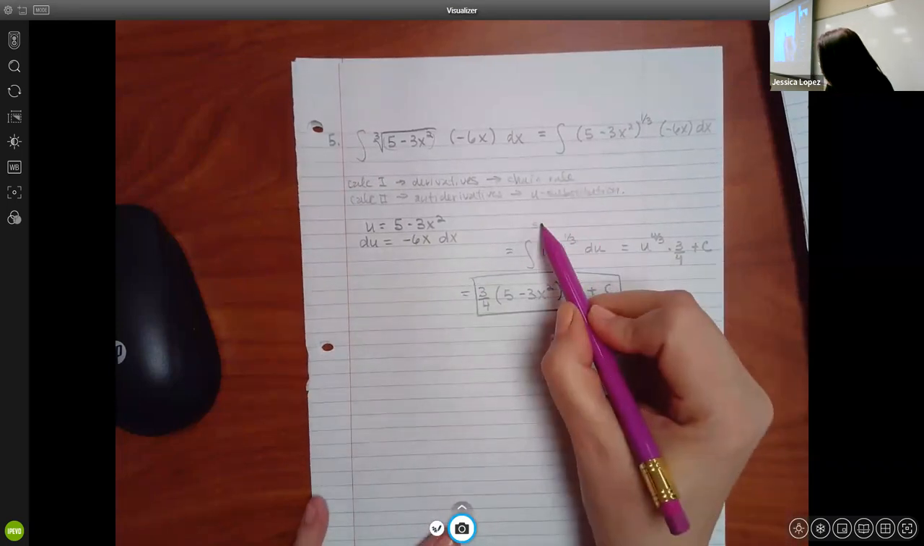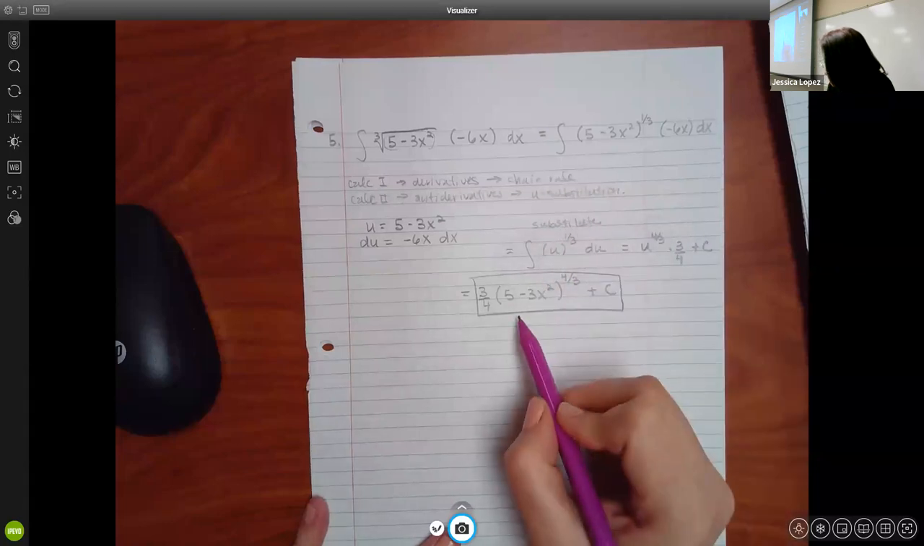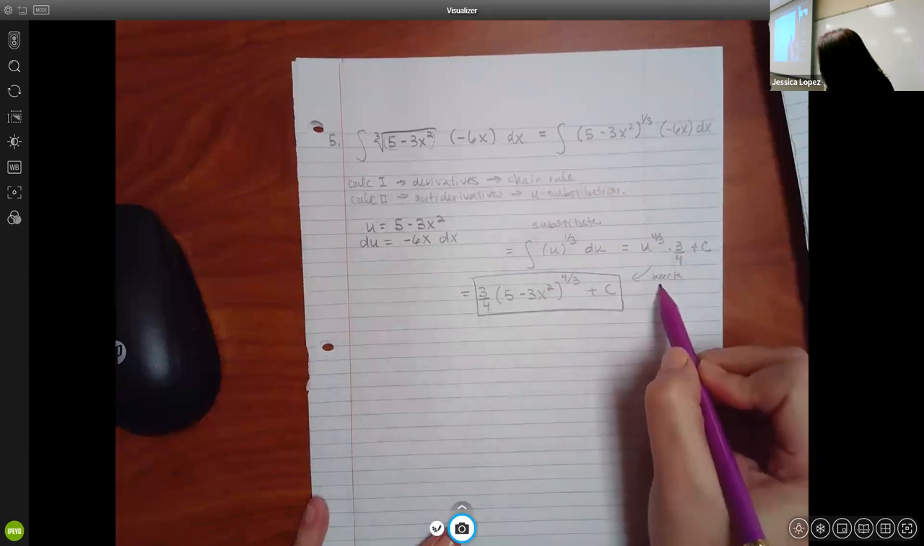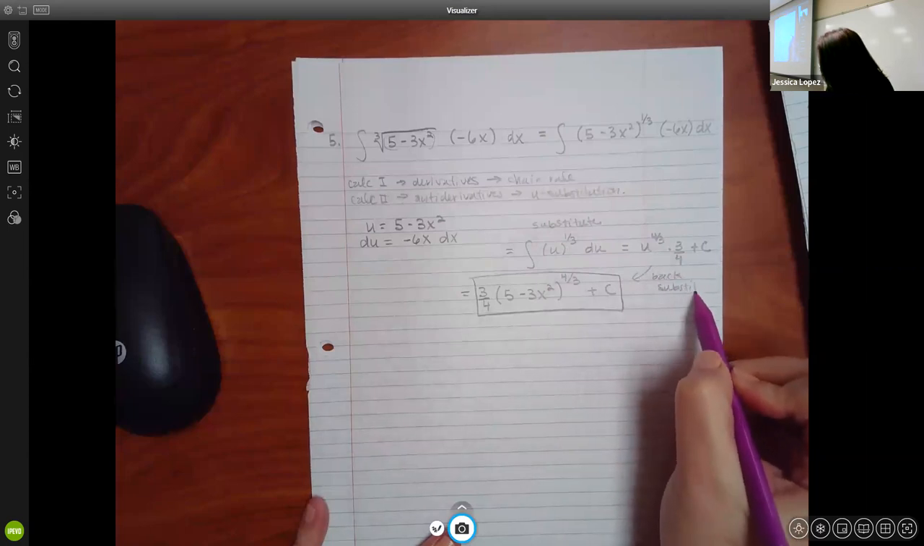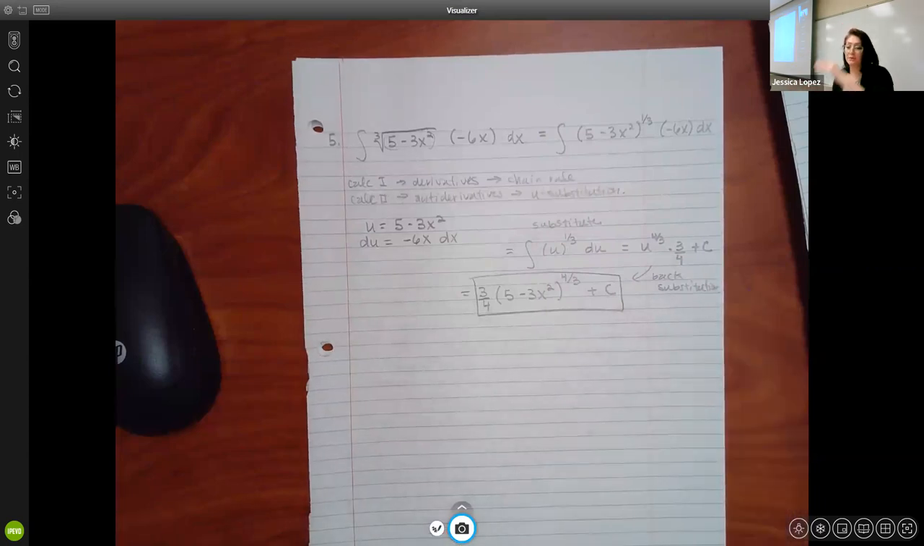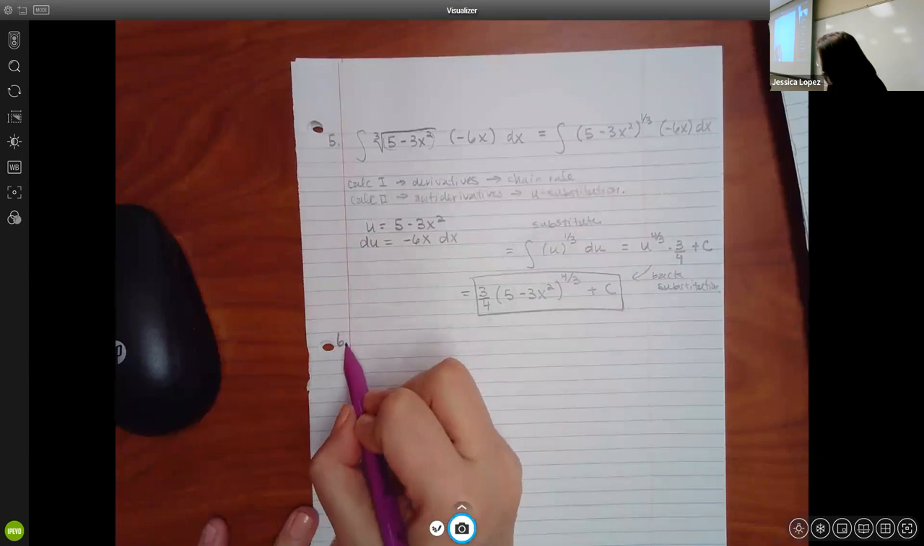So here we did substitution, and then here we did back substitution. We let u equal something, played around with it with the u's, and then we had to go back and put back what u was. Okay, any questions about that one?